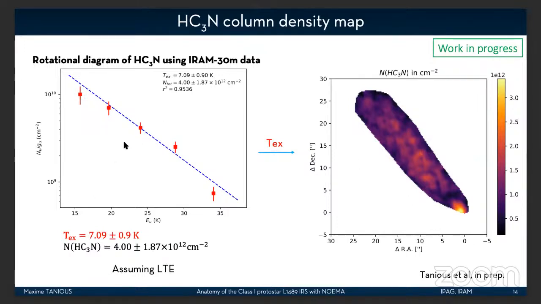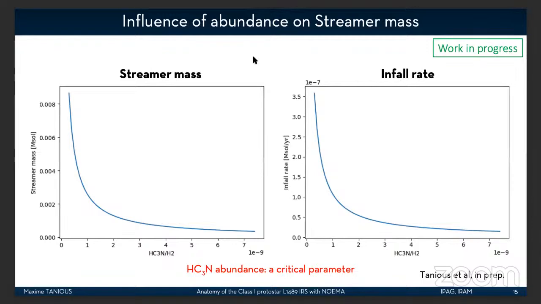Using the rotational diagram method on the HC3N IRAM 30 meter data, there is an assumption like the LTE assumption, and this led us to an excitation temperature of 7 K. And using this excitation temperature, we can derive the column density map of HC3N along the streamer. But now we have to have a proper estimation of the abundance of HC3N, and we can see that it's actually a critical parameter to derive the streamer mass.